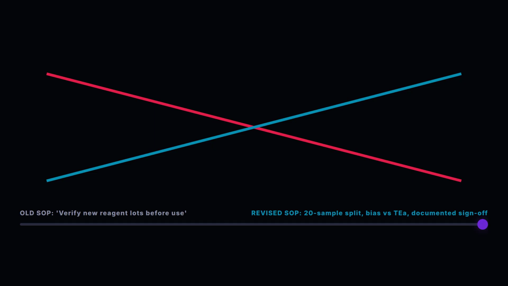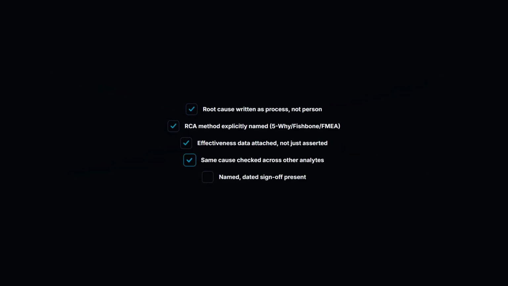Before your next NABL surveillance visit, run this 5-point self-check against your own open and recently closed CAPA files. Is every root cause written as a process, not a person? Is the RCA method actually named? Is effectiveness data attached, not just asserted? Was the same cause checked across other analytes? And is there a named, dated sign-off? Keep this as your final filter on every record you sign. An unverified corrective action is just a hypothesis with a signature on it.